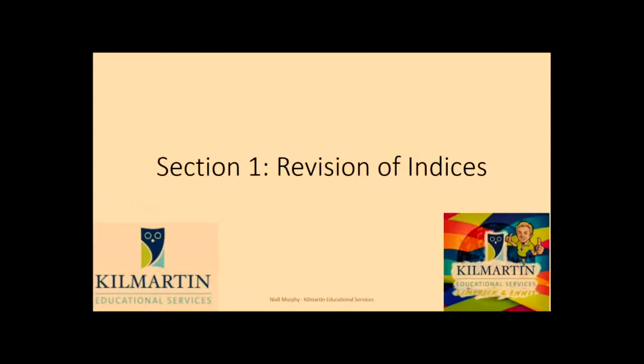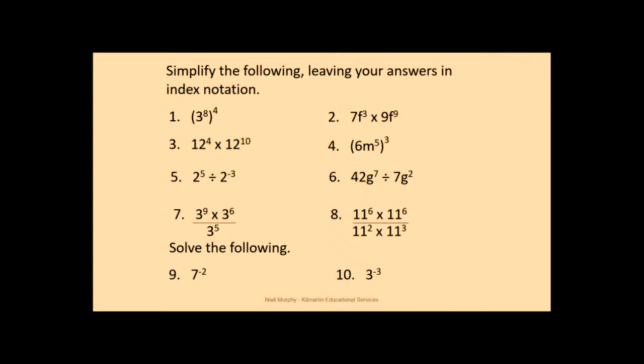Okay, so we'll start off first with a quick revision of indices, some very basic stuff here from the Junior Cert. The first one is to simplify, giving your answers in index notation. If we have 3 to the power of 8 inside the bracket and a 4 outside the bracket, the rule is that you multiply the powers, so that will become 3 to the power of 32.